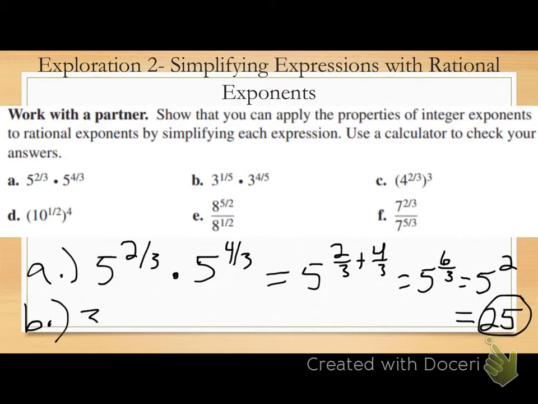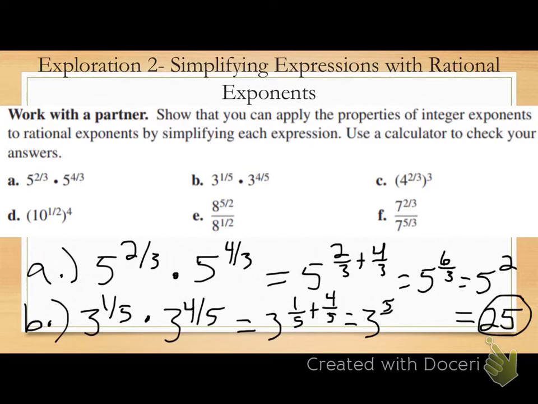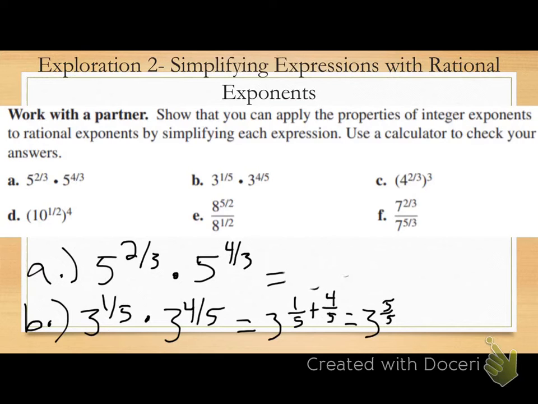Okay. I have 3 to the 1/5 for letter B times 3 to the 4/5. Same concept as letter A. Multiplying two things with the same base. So 3 to the 1/5 plus 4/5. What's 1/5 plus 4/5? 5/5. What's 5 divided by 5? 1. What's 3 to the first power? There's letter B. Questions on B?